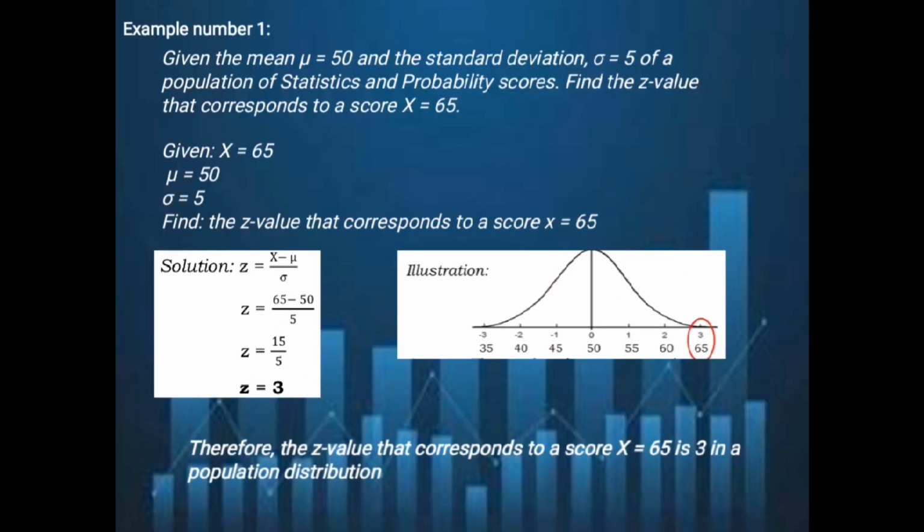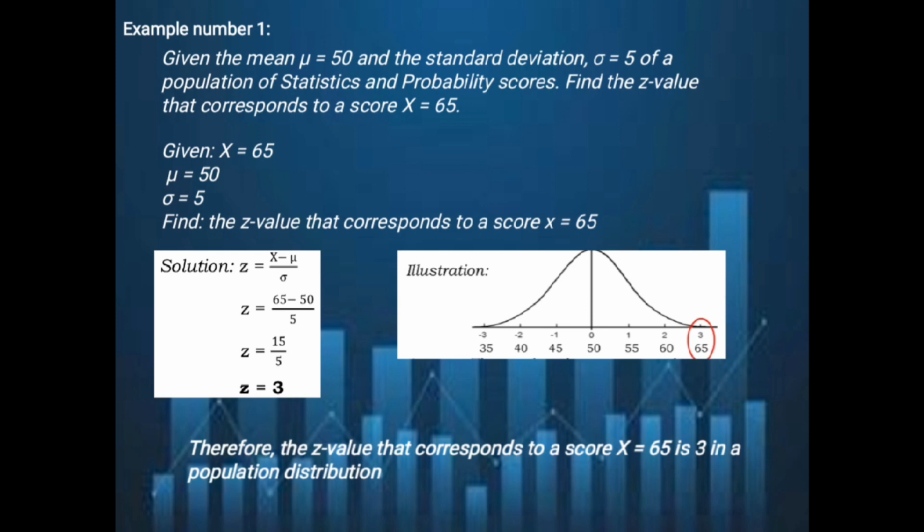Example number 1. Given the mean 50 and the standard deviation 5 of a population of statistics and probability scores, find the z-value that corresponds to a score x is equal to 65. Firstly, we draw the bell curve and put the mean 50 in the middle. Since the deviation is 5, we simply add 5 to the 50. So 50 plus 5 is equal to 55, in the second row is 60, in the third 65. On the left side, we simply subtract the 5 from 50. So 50 minus 5 is equal to 45, then 40, then 35.